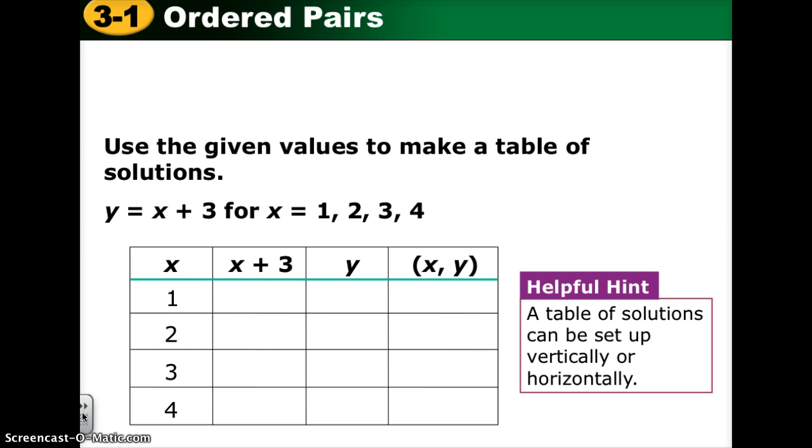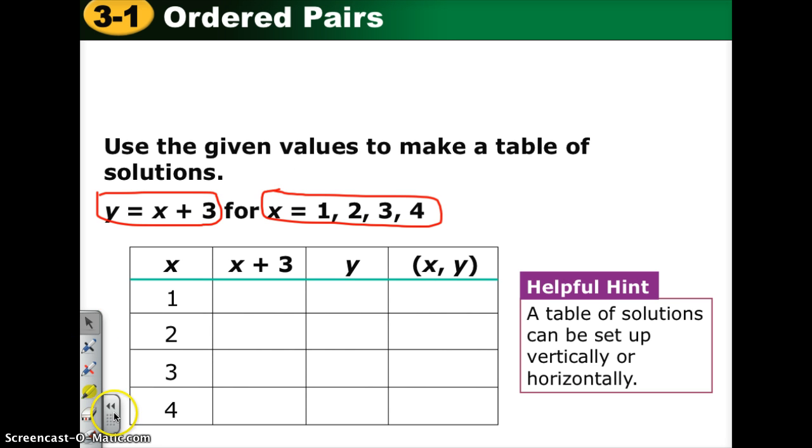Another thing we can do with ordered pairs is we can make a table. It says use the given values to make a table of solutions. Our equation is y equals x plus 3, for x equals 1, 2, 3, and 4. Here's the equation that we're using. These are the x values that we would like to find out the solution for. So in the table, you can see we've started by listing the x values 1, 2, 3, 4 in order. The next step is to add 3 to each x value because that's what the equation tells us to do. Once we do that, we get our answer. In this case, it is 4.